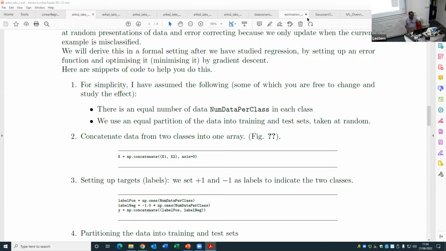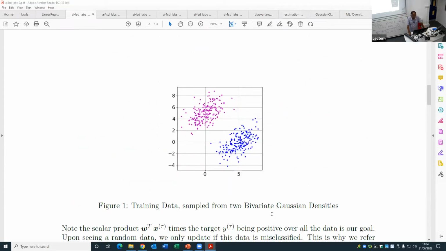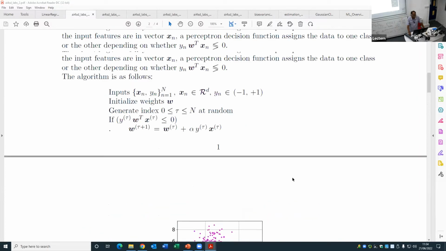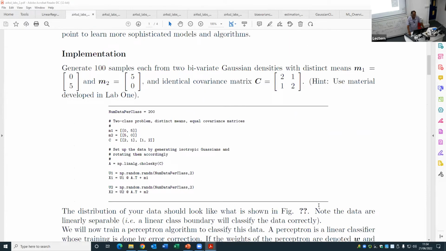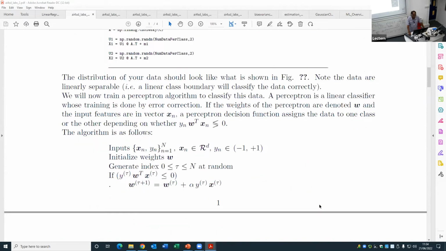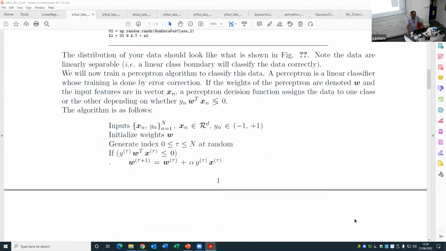So then we said if a linear classifier is the thing to do, then we can go and build an algorithm that would iteratively train up a linear classifier, and that's what this lab sheet is about. Okay, so I would invite you to go and do these, not right now, but sometime at your leisure.